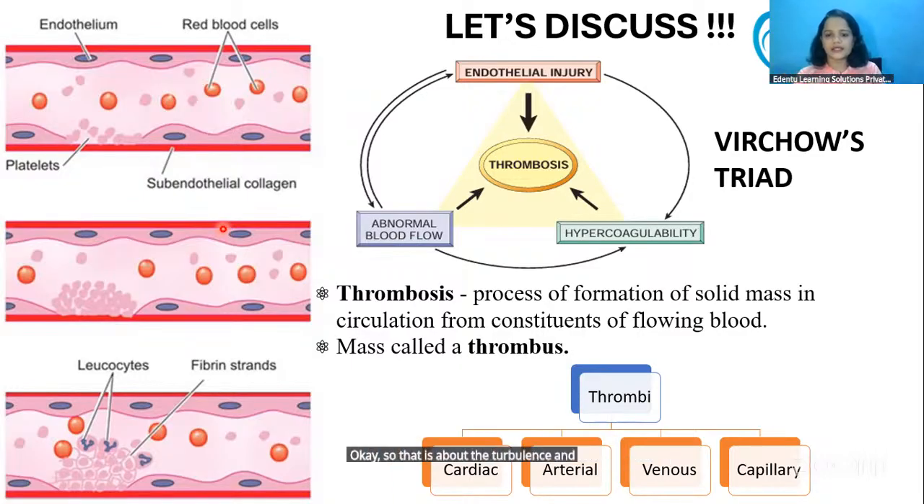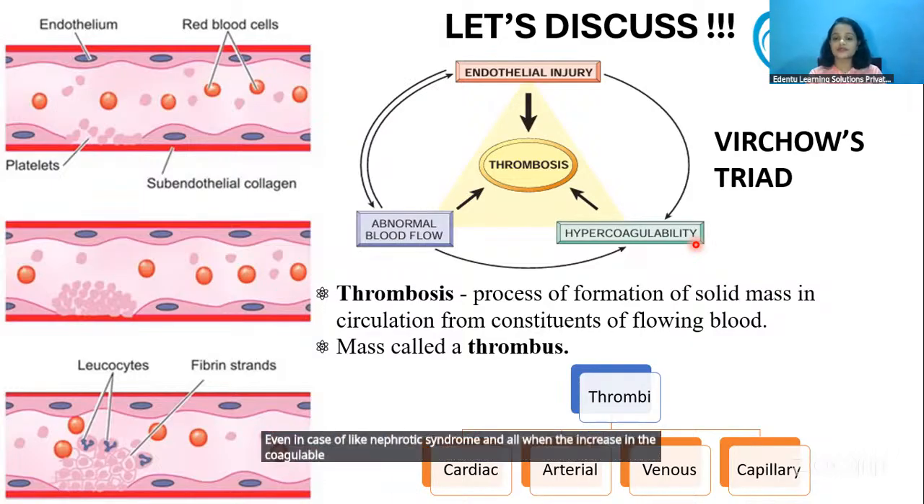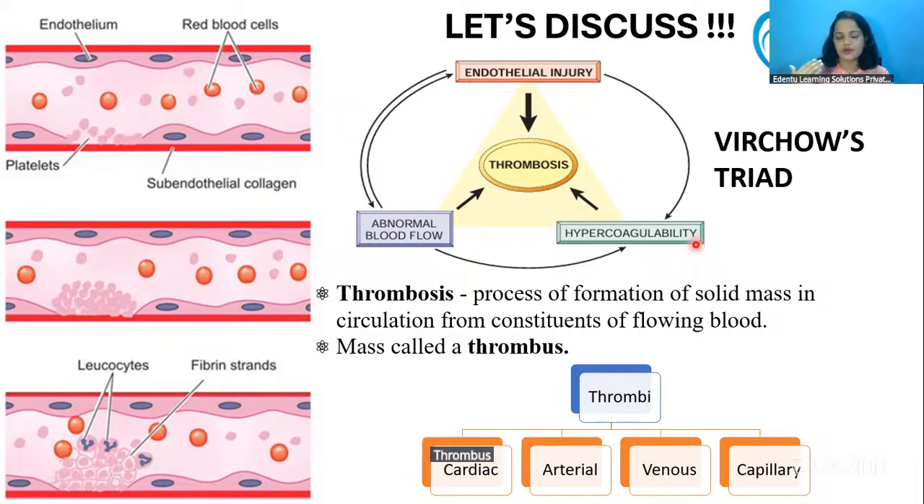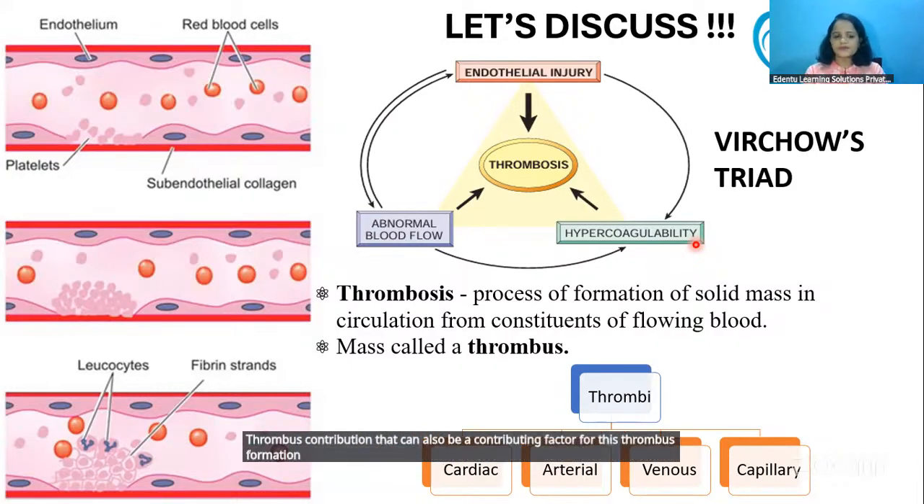And then next is hypercoagulability. The increase in the coagulable factors can result in thrombus formation, for example, in old age and in patients suffering from nephrotic syndrome, you can see increased coagulability of the blood. So that can also be a contributing factor for this thrombus formation. So here we had discussed the pathogenesis of thrombus formation.